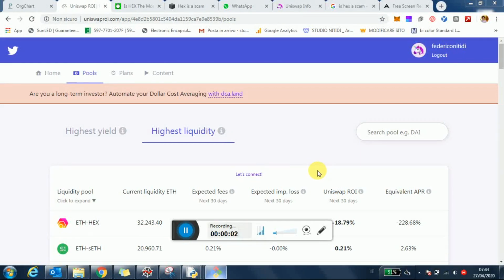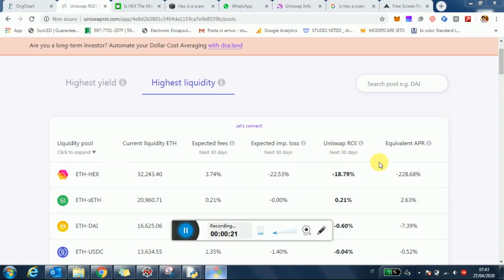I wanted to get in touch with you today and point your attention to one specific pair that some of you asked me about. The pair is Ethereum HEX. Now we're going to dive into what HEX is. I didn't even know myself, and I discovered something interesting. I also wanted to explain why you're currently reading minus 18% in the Uniswap ROI column, and that's what sparked the attention of a few of you.